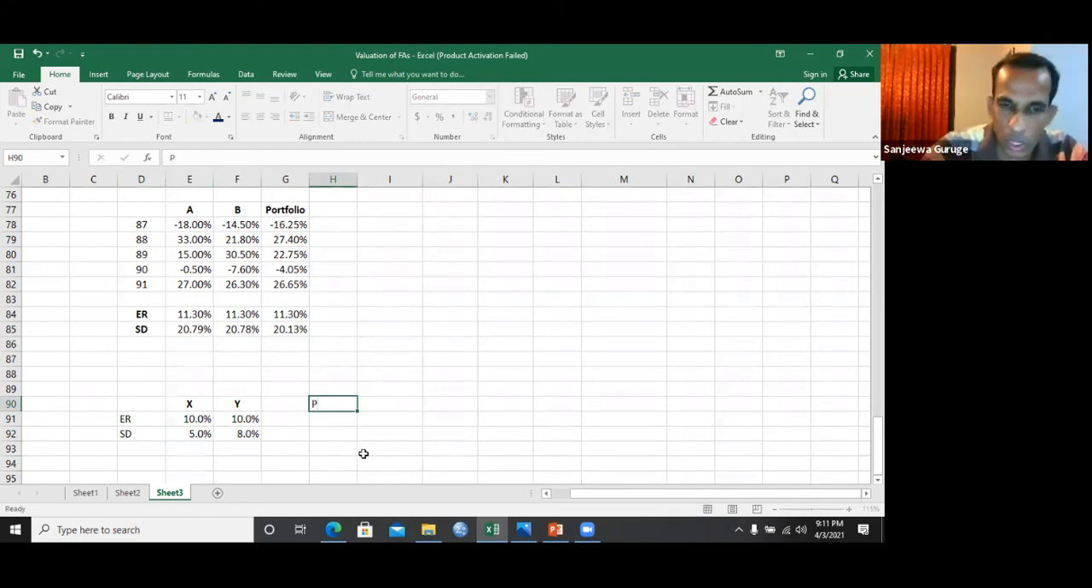And if there are two stocks like this, P and Q, suppose these are the return data.